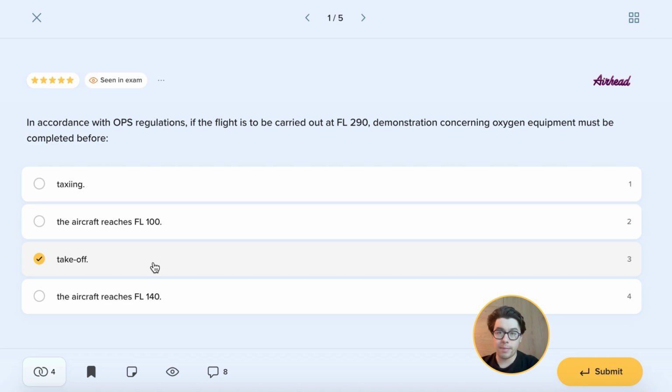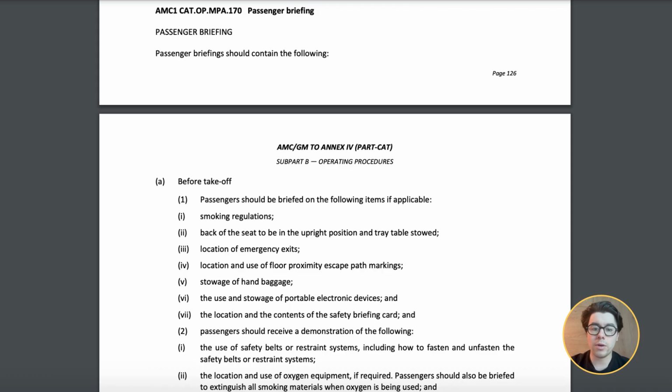And the oxygen system test, this is done by the pilots in most cases, as well as the cabin crew when it comes to some more modern airliners that do not use the chemical oxygen generators. This one needs to be done before taxiing. So for the exams, remember these 2 different scenarios. And also, if you are more interested in the briefing process and what, how, and when needs to be done, you can find this in EASA's Easy Access Rules, especially in the part CAT, AMC CAT.OP.MPA.170, where it will give you all the information regarding passenger briefing.